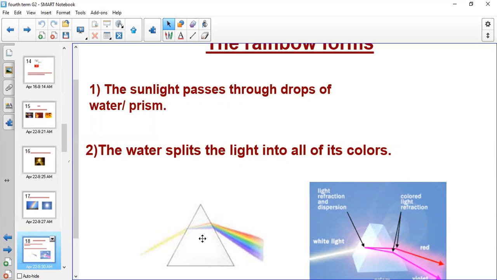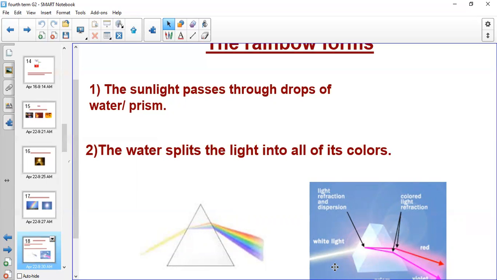But we can do this experiment using a prism. This is a prism. This is the shape of the prism that you can get, and with a torch you spot the light of the torch on one side, and from the other side you can see the rainbow or the colors of the light itself. So here, how is the rainbow formed? The sunlight passes through drops of water or the prism. The water splits the light into all of its colors.